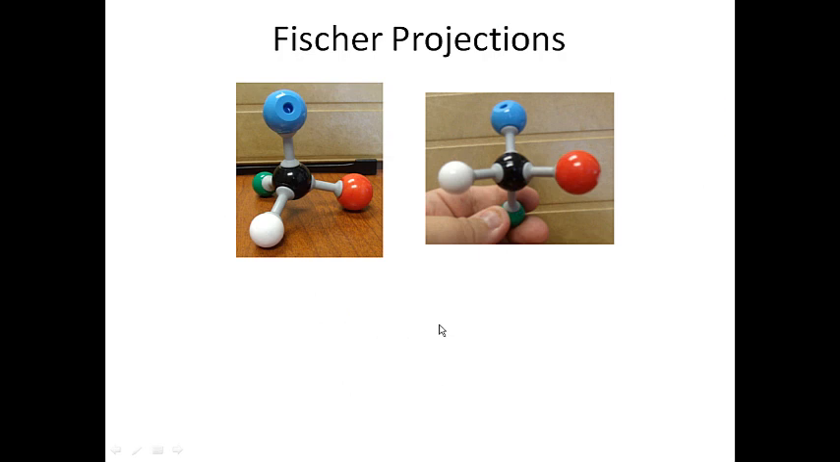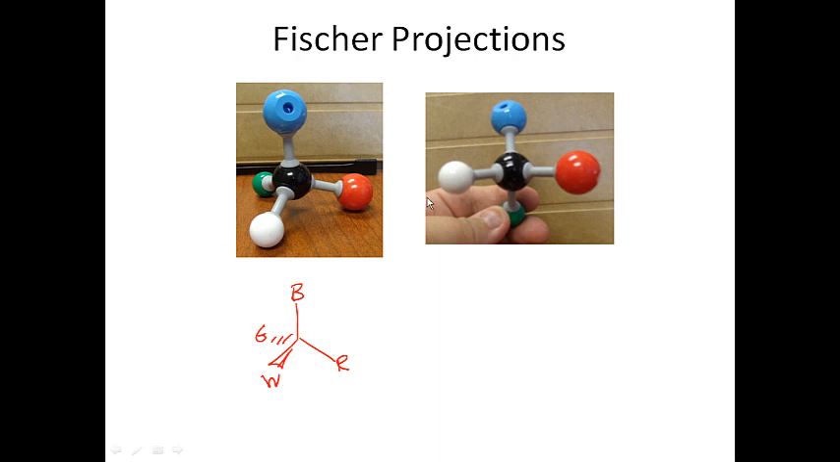Okay, now there's another way to represent a chiral carbon which is done quite a lot, and that's using what's called Fischer projections. Here's a model showing our normal tetrahedral representation of a carbon atom. The blue and the red bonds are in the plane of the screen. The green is pointing away from you, so we would put this on a dashed wedge. And the white is pointing towards you, so that goes on a bold wedge.